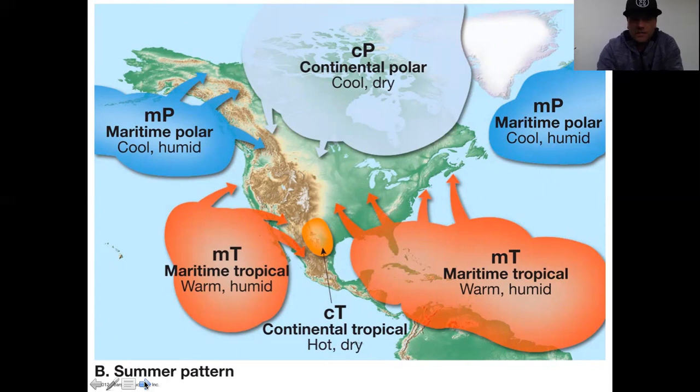So in addition, in the summer, we've got this continental tropical air. And this actually gets a little bit larger, and it'll move over the Southern California area. That type of air is both warm and it is dry.